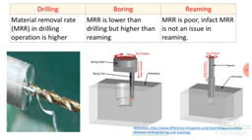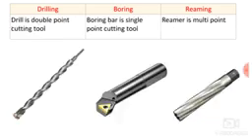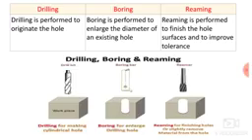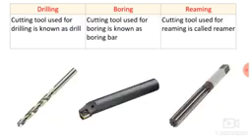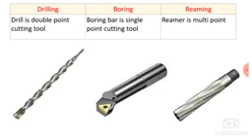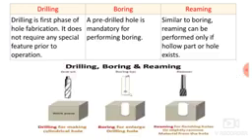Okay, so I hope you have understood the difference between drilling, boring and reaming with these slides. So once again we will repeat in short. The very first, drilling is performed to originate the hole, boring is used to enlarge the hole, reaming is performed to finish the hole. For drilling, drill bit is used, for boring, boring bar is used, and for reaming, reamer is used. Drill is a double point cutting tool, boring is a single point cutting tool, whereas reamer is multi-point cutting tool.